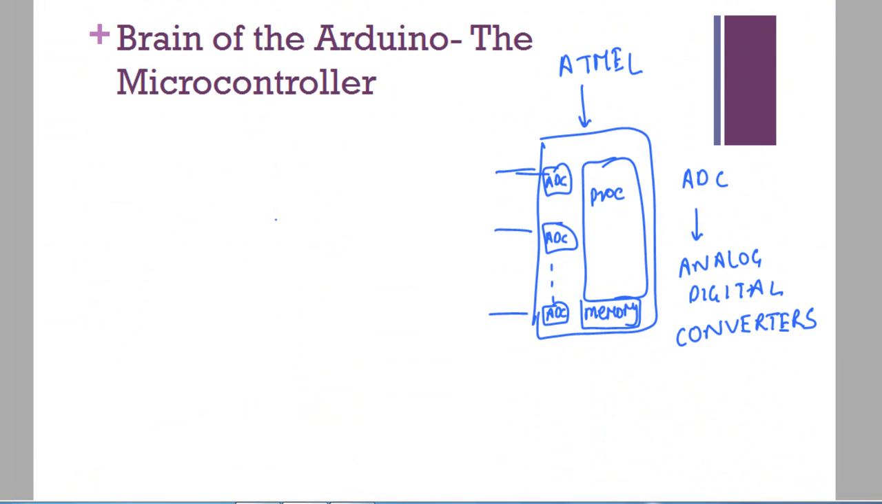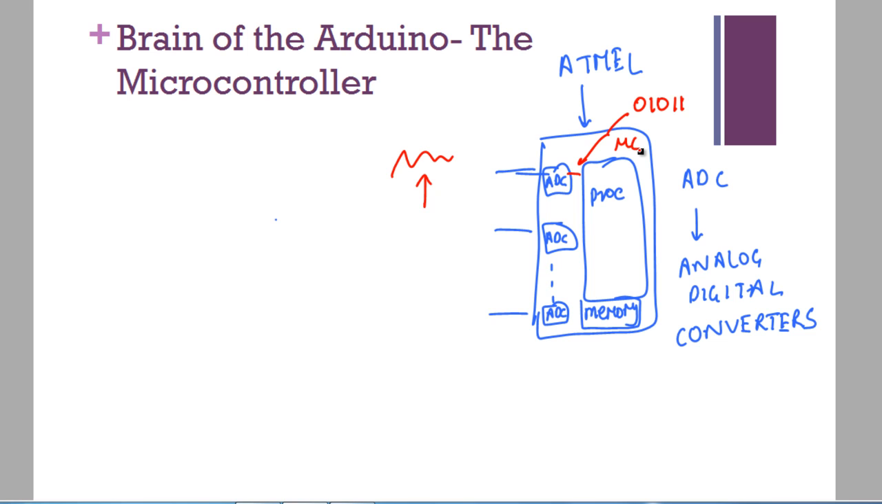So, that said, the analog to digital converter converts the analog signal into a pattern of signals which are zeros and ones, that is well understood by my microcontroller.